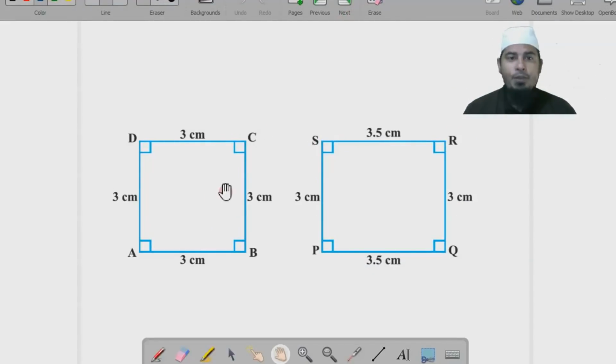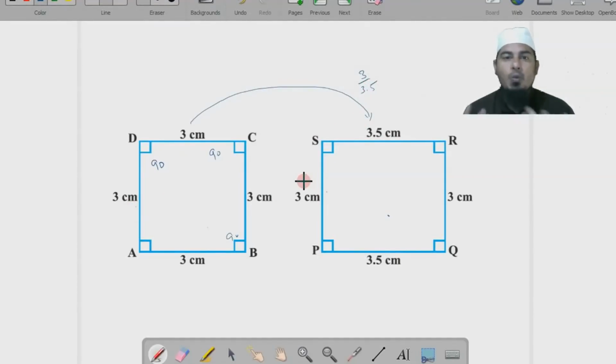Here, if you keenly observe, these two figures are not similar. All angles are 90 degrees here, and here also, but they are not similar. Why? Because the ratio of these two sides is 3 divided by 3.5, which is something else, and the ratio of the other sides is 3 by 3, which is 1. So corresponding sides are not in the same ratio. Therefore, these two figures are not similar.